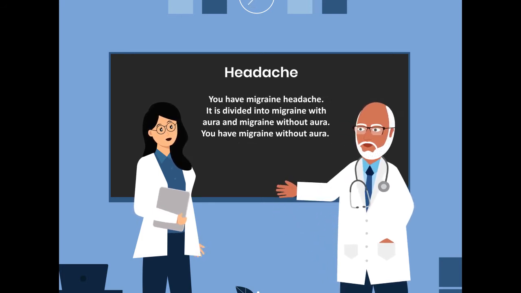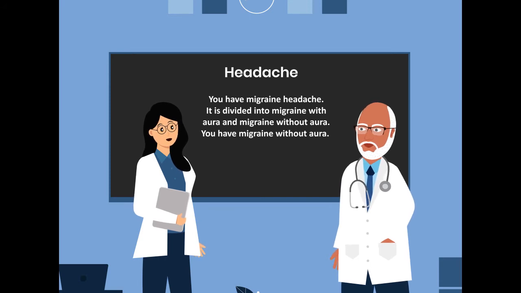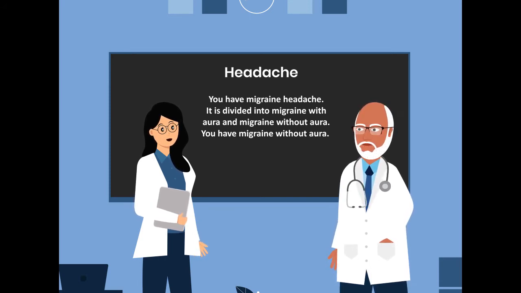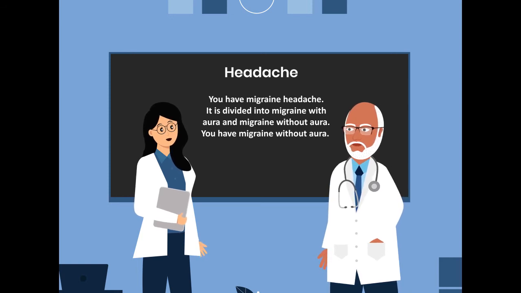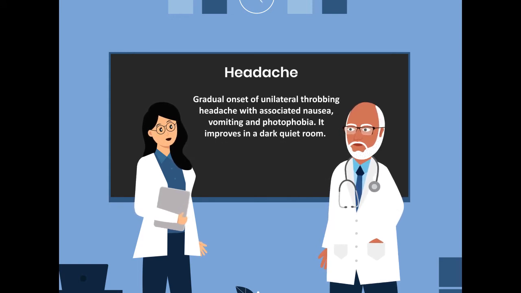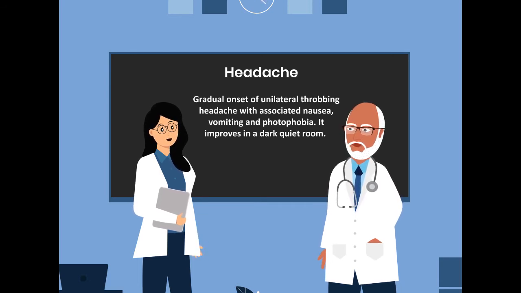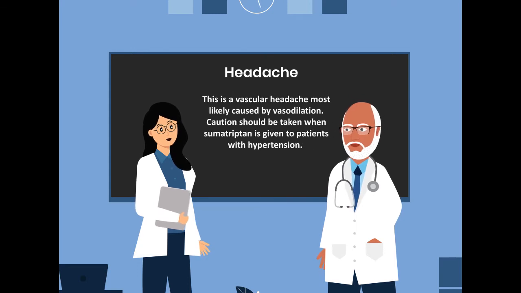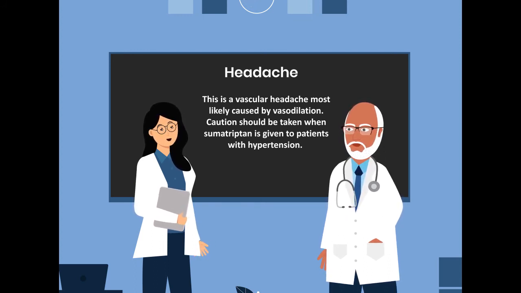You have migraine headache. It is divided into migraine with aura and migraine without aura. You have migraine without aura. There is gradual onset of unilateral throbbing headache with associated nausea, vomiting, and photophobia. It improves in a dark, quiet room. This is a vascular headache most likely caused by vasodilation. Caution should be taken when sumatriptan is given to patients with hypertension.